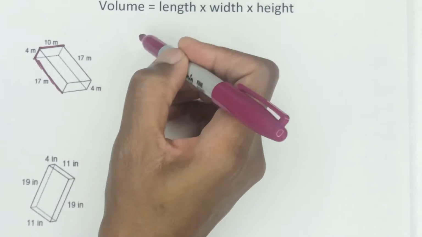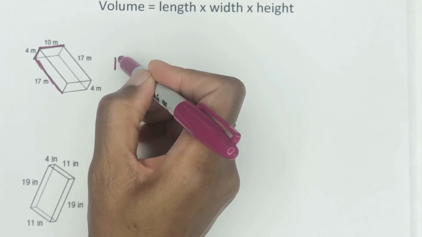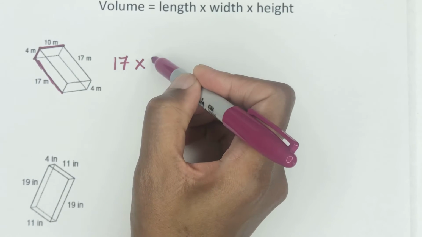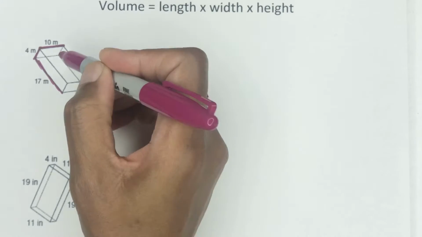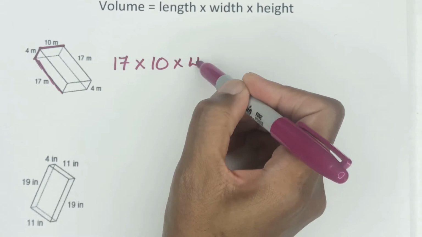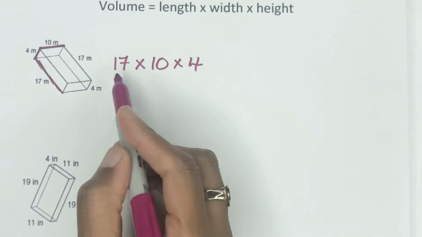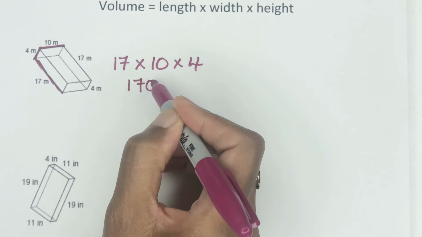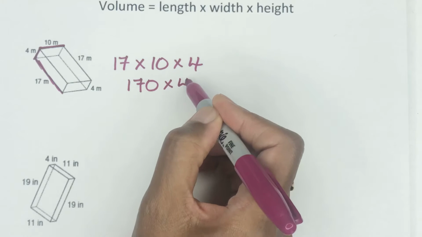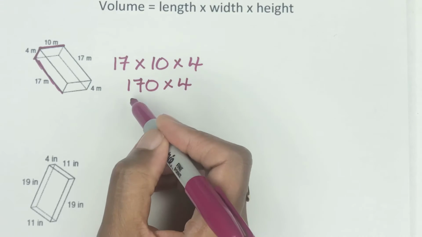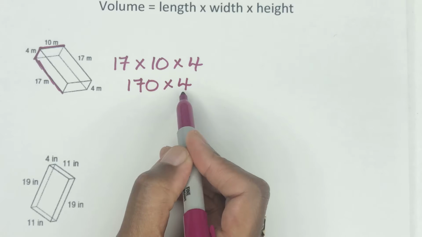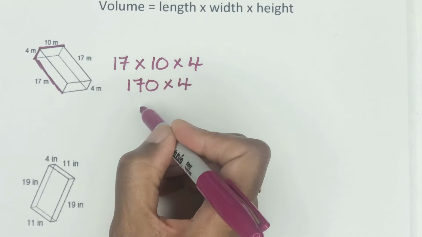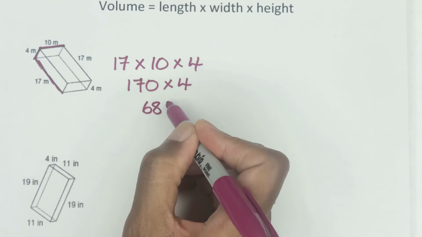Right, so let's write that down. So the length is 17 multiplied by the width, which is 10, multiplied by the height, which is 4. 17 times 10, we can go ahead and multiply now. 17 times 10 is 170. Right, and then we multiply by the 4. 170 times 4. Well, 17 times 4 is 68, and then you just tag on that 0. So 170 times 4 is 680.